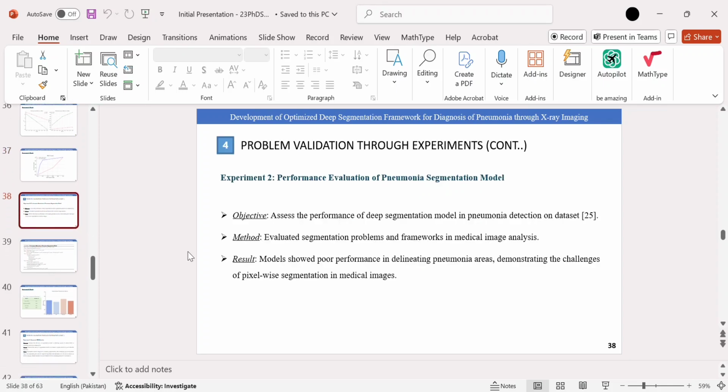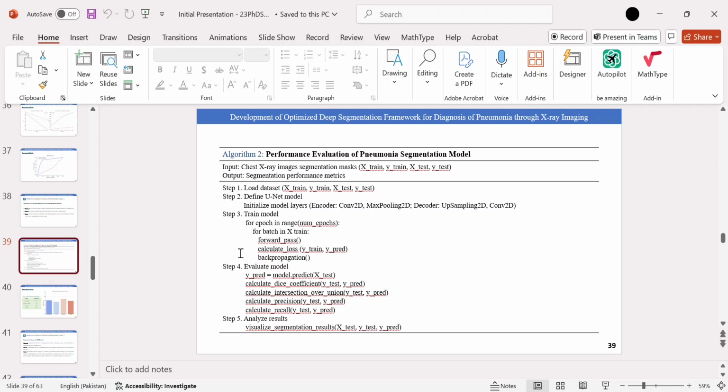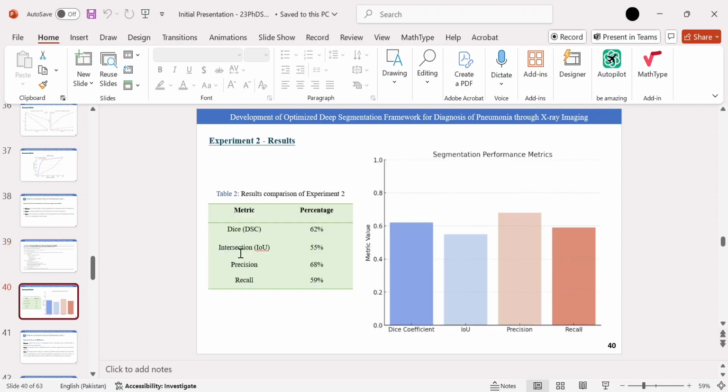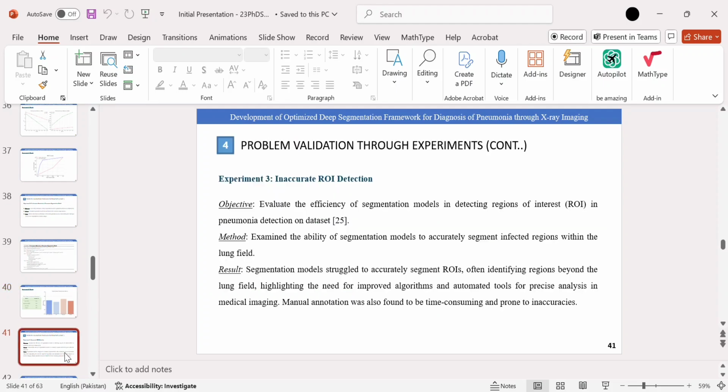This is the second experiment, about working on the segmentation model, assessing how well it generally performs. So this is the algorithm for the second experiment, and these are the results: the dice coefficient is 62%, intersection over union 55%, precision 68%, and recall is 59%. So these results are not that much up to the mark.